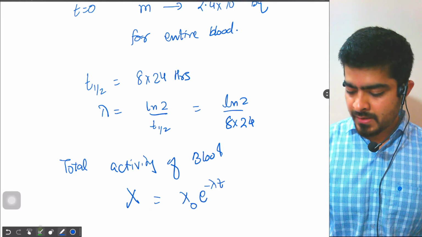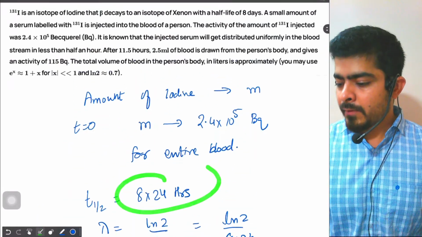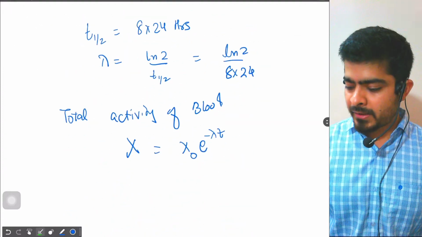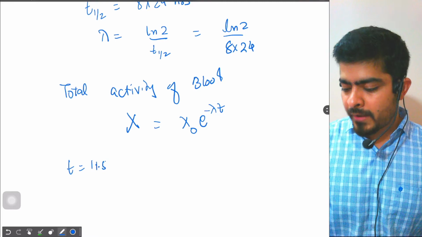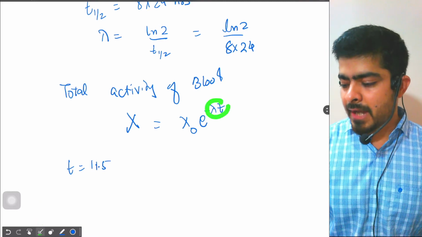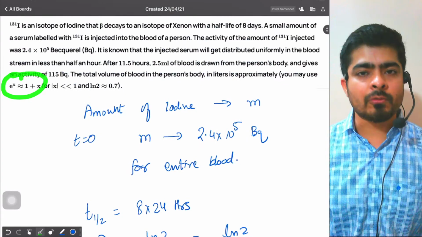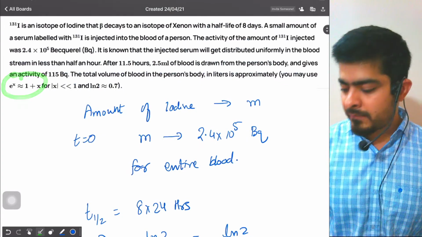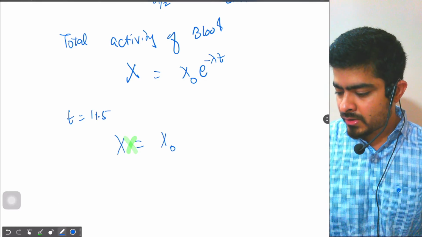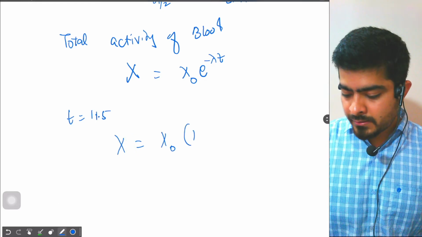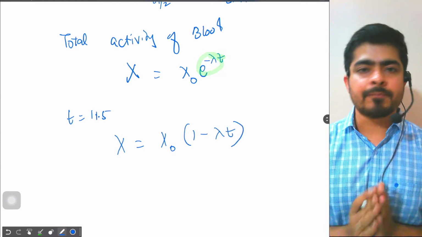Now, your half-life is 8 times 24 hours, but we are looking after a duration of 11.5 hours. So at t equal to 11.5 hours, this lambda t will be actually very small, so we could use this formula given in the question. e to the power x will be approximately 1 plus x. So we could say that x is equal to x naught, and the exponent is minus lambda t, so we'll get 1 minus lambda t.